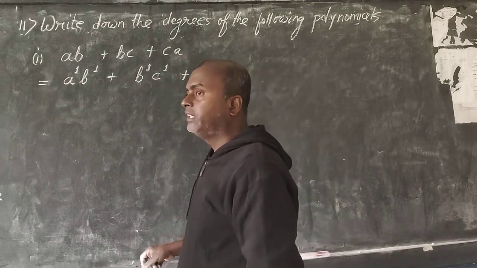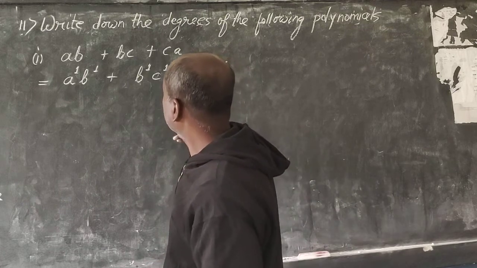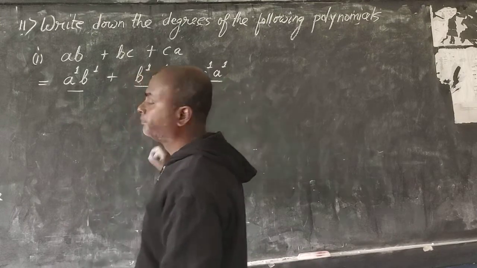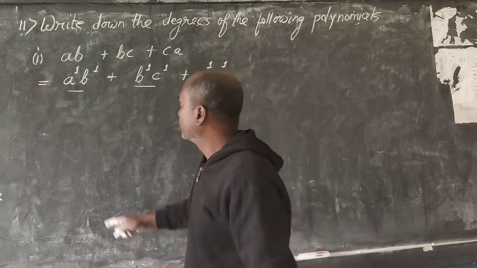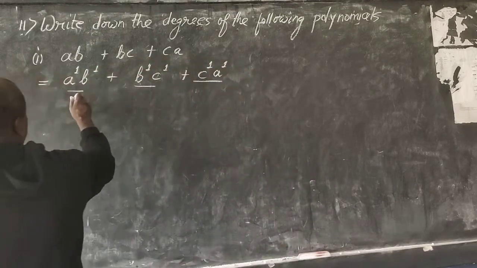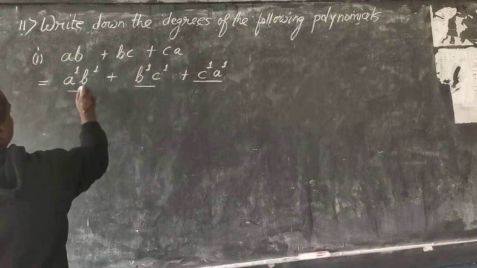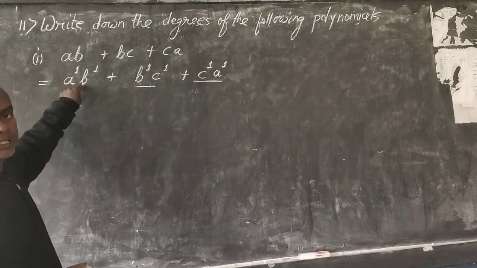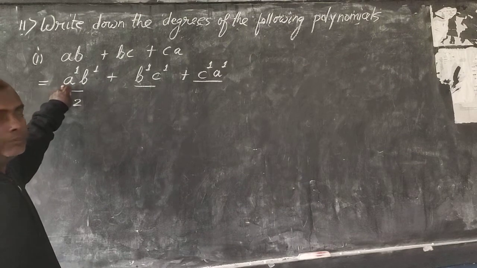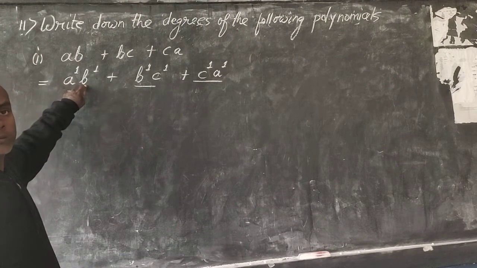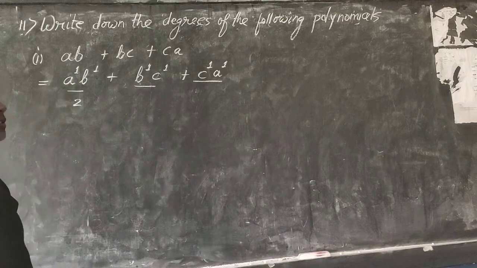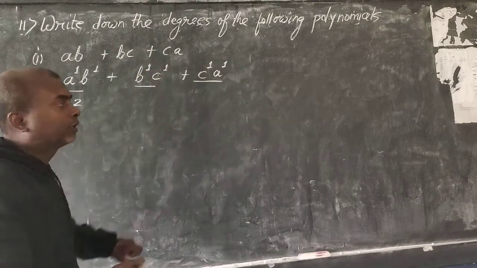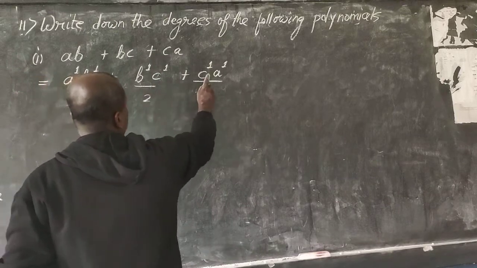Now for finding the degree, we have to look at the powers of each term. So for this particular term, the powers are 1 and 1, that is 2. So we add the powers. If there are multiple variables in each term, we add the powers of both the variables. Similarly here also, B's power is 1, C's power is 1, so together we have 2. Here also.